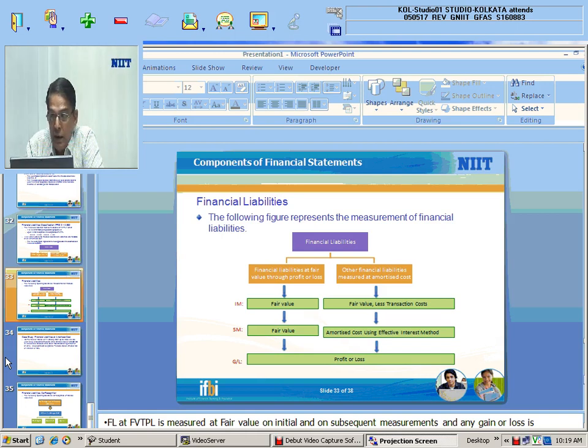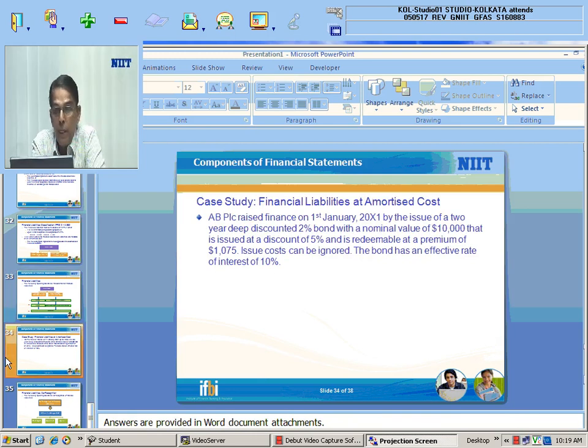So we looked at a case study on a financial liability which is measured at amortized cost. The case study is on your screen. REV PLC raised finance on 1st January 20X1 by issue of a 2-year deep discounted 2% bond with a nominal value of 10,000. Bonds are for a period of 2 years, maturity period is 2 years. Deep discounted 2% bond with a nominal value of 10,000 that is issued at a discount of 5% and is redeemable at a premium of 1,075.